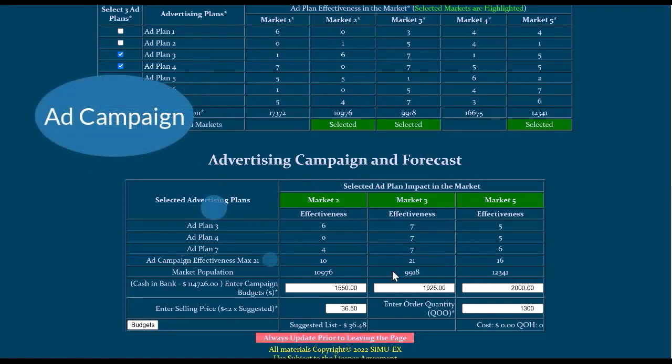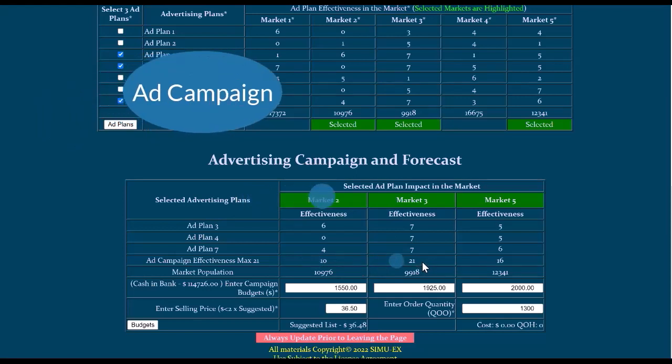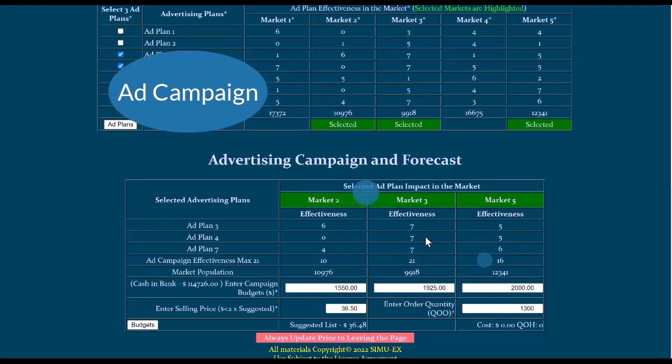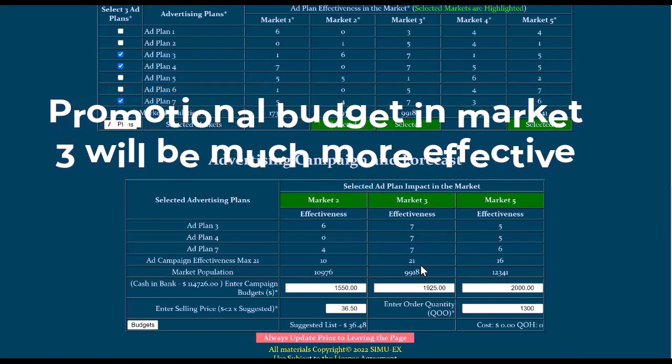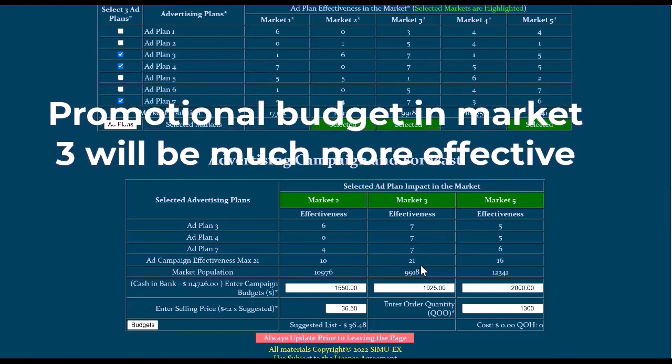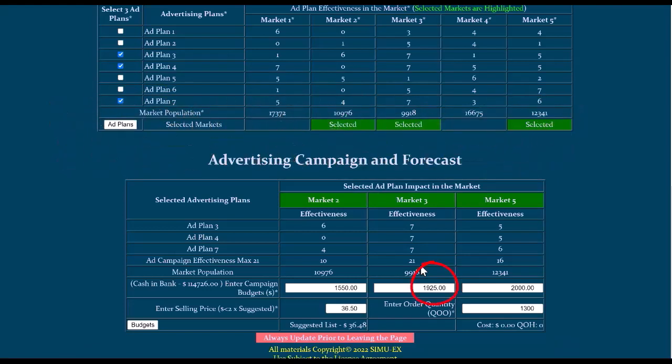And as you can see, the ad campaign that we have created from ad plan 3, ad plan 4, and ad plan 7 has an effectiveness of 10 in market 2, 21 in market 3, which is the best it could possibly be. Notice everything is a 7, and 16. So what this means is that the promotional dollars in market 3 are going to be much more effective. That is, $1 of budget is going to be much more effective in making the customer aware of our product, whereas a dollar of budget in market 2 is going to be half as effective.